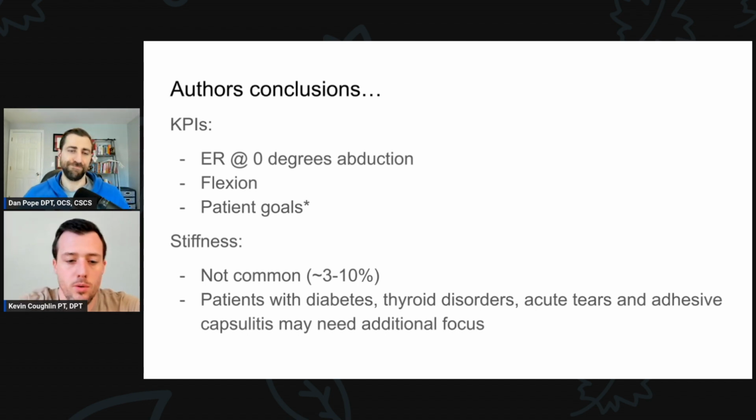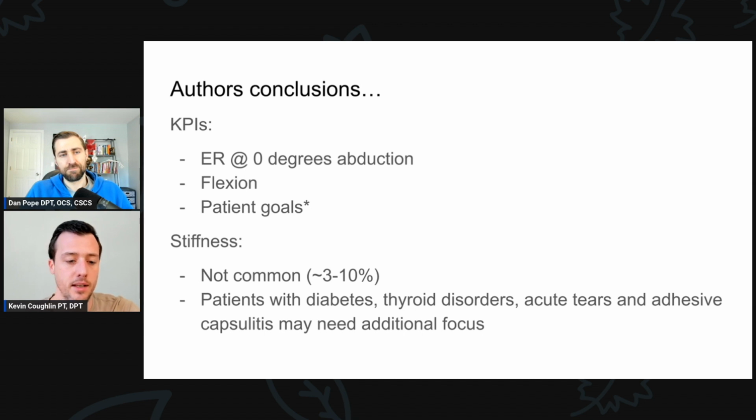Yeah. So then instead of going through every single thing that they mentioned in the protocol, just kind of summarizing the authors' conclusions. They had certain recommendations of things we want to track over time. They call these KPIs, or key performance indicators. What we're looking at here is external rotation range of motion at 0 degrees of abduction. How is their external rotation progressing? As that gets better, it seems like the patient's overall function is improving. You could almost think about it as an outcome measure for this type of surgery. Same with flexion range of motion.